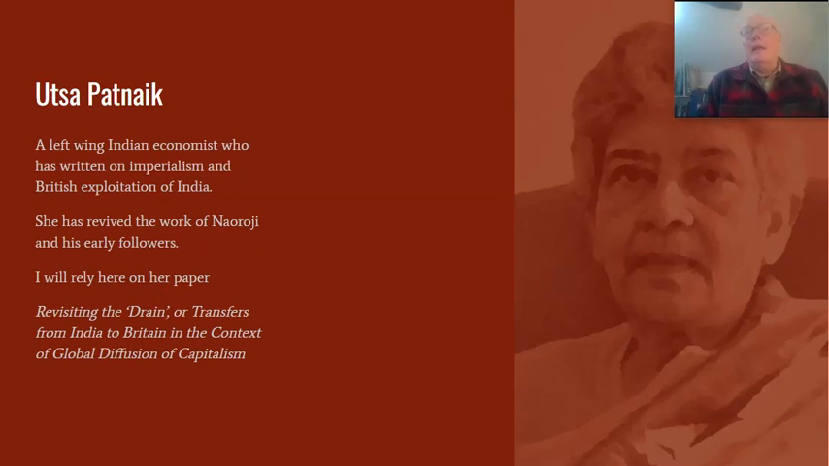Utsa Patnaik is a left-wing Indian economist who has written extensively on imperialism, agrarian relations, food security, etc. And she has revived the work of Naoroji and his early followers. In this talk, I'm going to be looking at a paper by her called Revisiting the Drain, or Transfers from India to Britain in the Context of the Global Diffusion of Capitalism. This is an attempt by her to estimate the degree of exploitation there was.